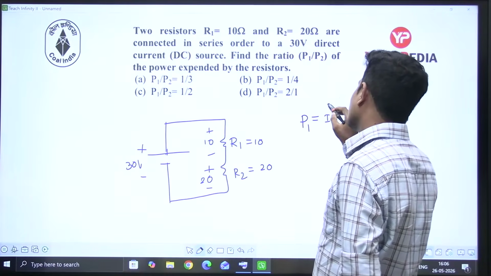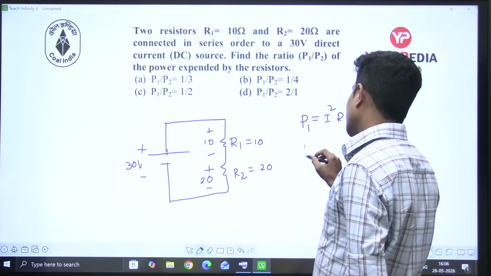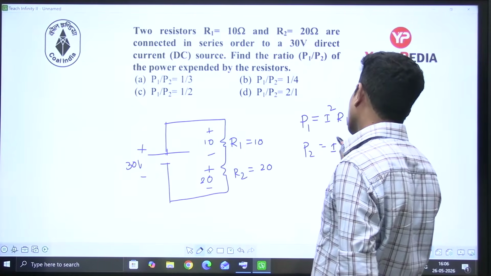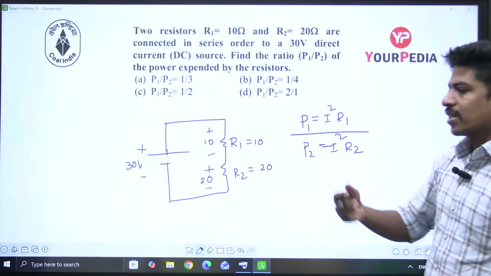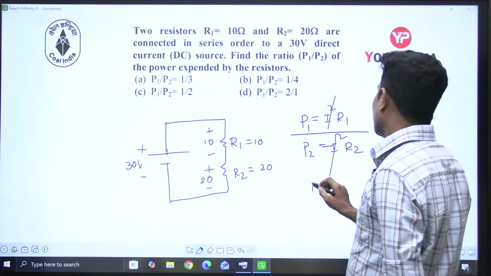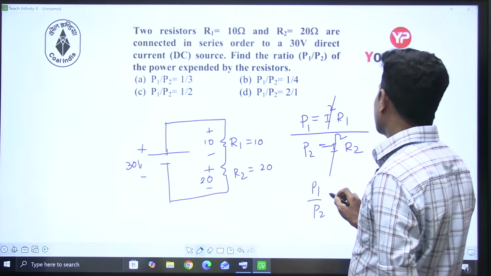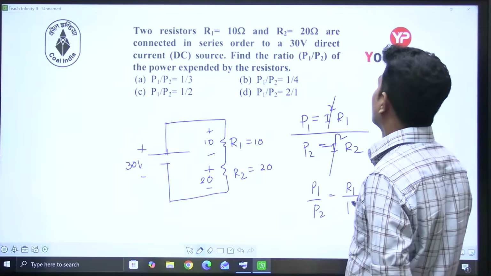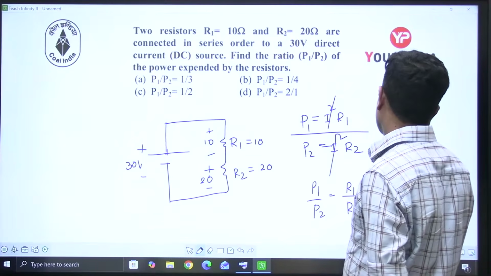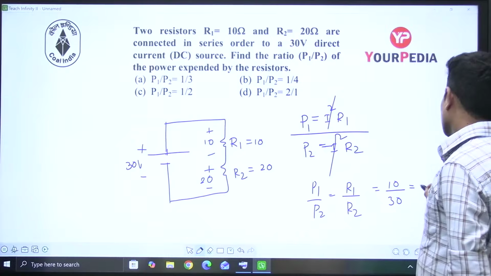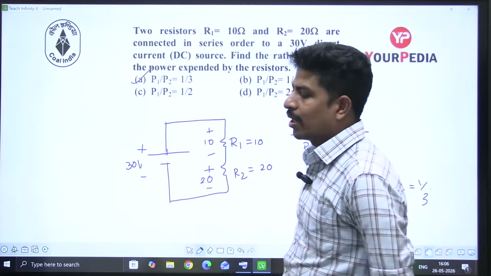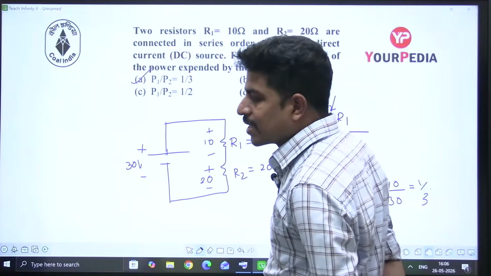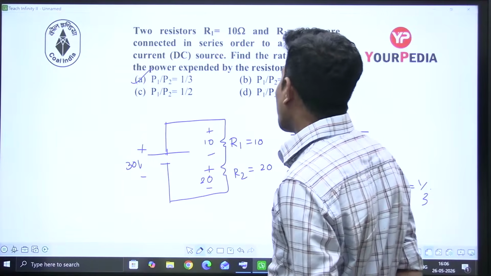P1 is equal to I square into R1, and P2 is equal to I square into R2. Both have the same current I, the reason being it is a series circuit. I square gets cancelled, so P1 by P2 is simply equal to R1 by R2. Resistance R1 is 10, resistance R2 is 30. That is equal to simply 1 by 3. Option is A. People have given D, C, B, but the option is A.